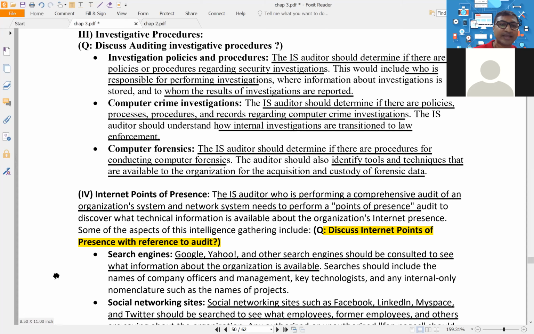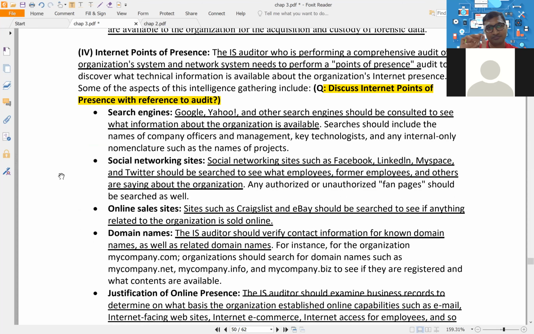And the most important, internet point of presence. Guys, please do this topic very well. What is the role of the company on the internet? When you search on Google about the company, what aspects come up? When you search on social sites about the employees, what they are writing about the companies, you also need to check sites like OLX and Quikr, that your employees are not selling the company's assets on OLX and Quikr.